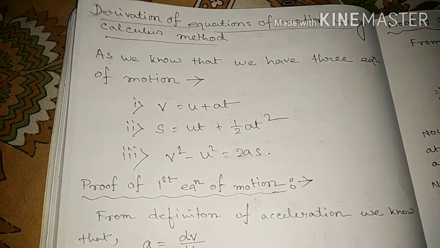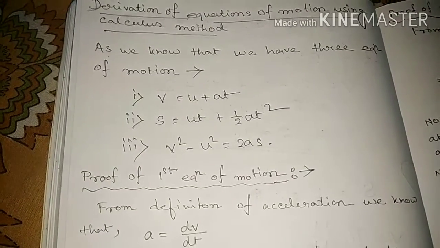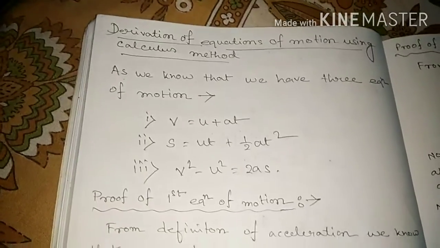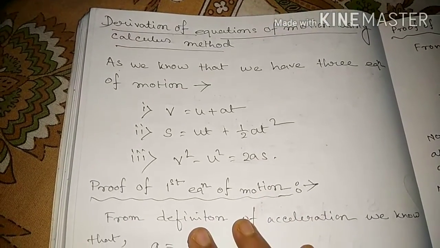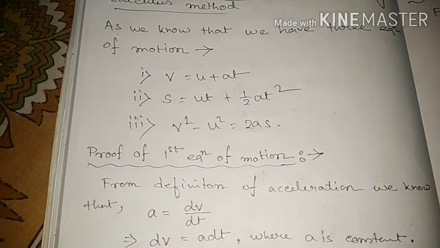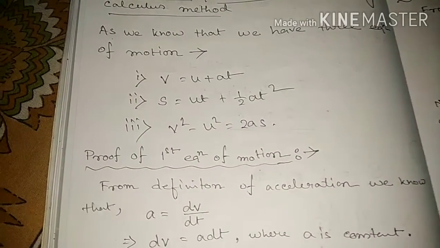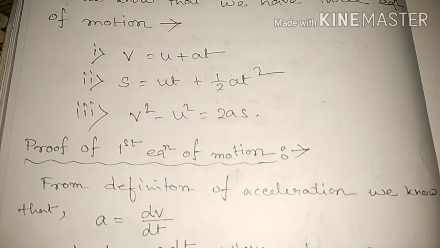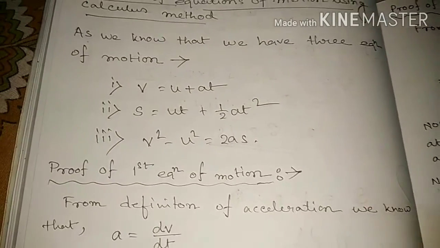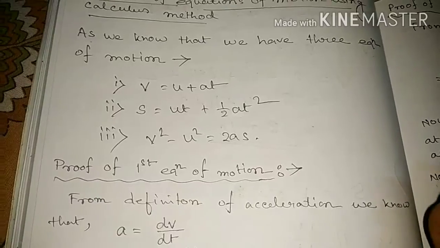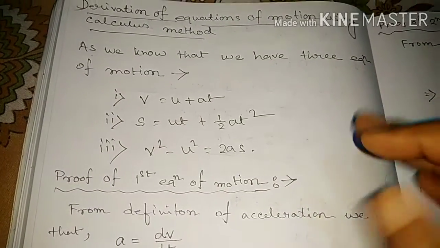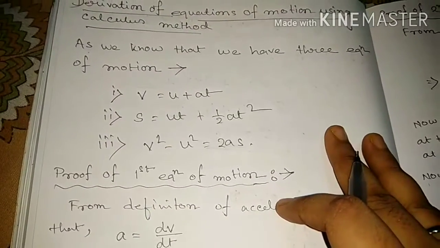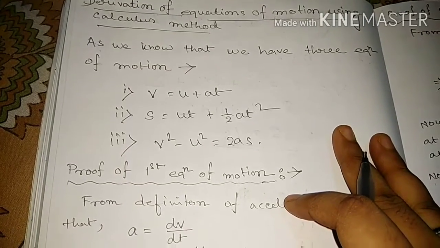In class 9 we studied we have three equations of motion. One is v equals u plus at, another one is s equals ut plus half at square, third number is v square minus u square equals 2as. But after deriving these three equations, we also learn another, fourth equation of motion in this class. So let's start with the first equation of motion.